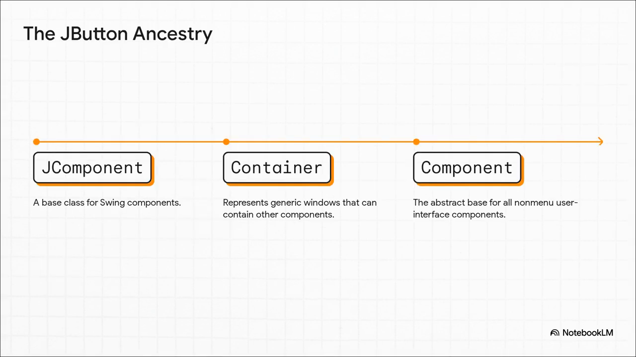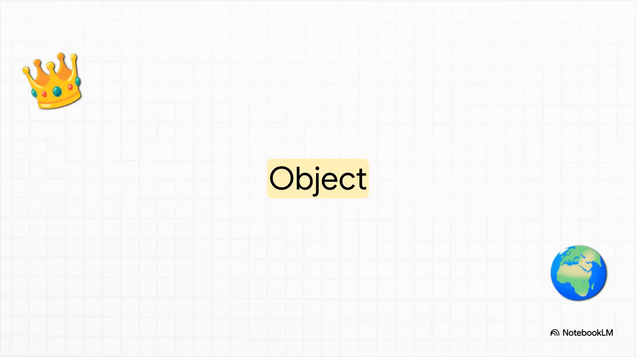If we trace it backwards, a JButton inherits from JComponent. JComponent inherits from Container. Container inherits from Component. We keep going back and back. So what's at the very, very top, the beginning of everything? There it is, Object. At the absolute top of the entire Java hierarchy, there is one single ultimate ancestor that rules them all, the Object class.